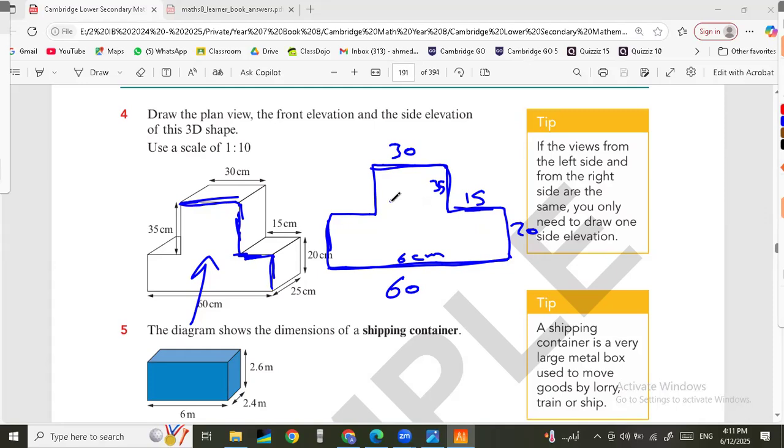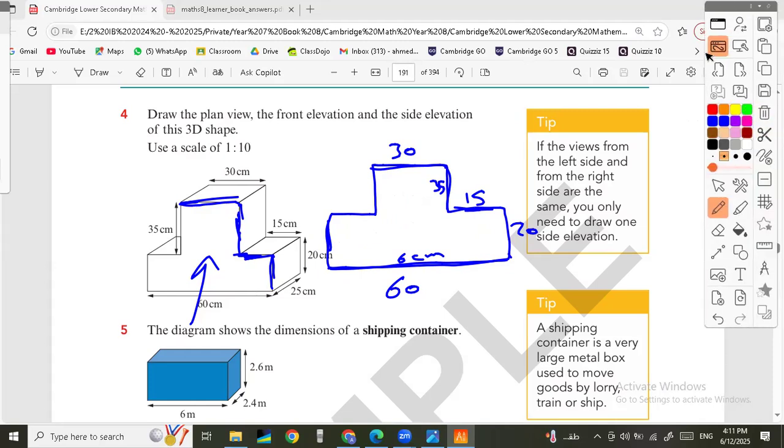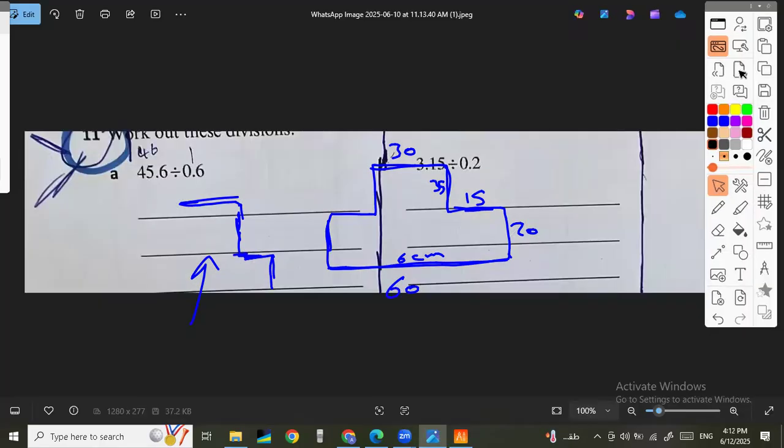You can try this on your notebook, and that's a summary of this lesson: how to draw the top, the plan view, the side elevation, and the front elevation. All right, I'm going to move to other questions right now that other students shared with me. Let's start with this one.